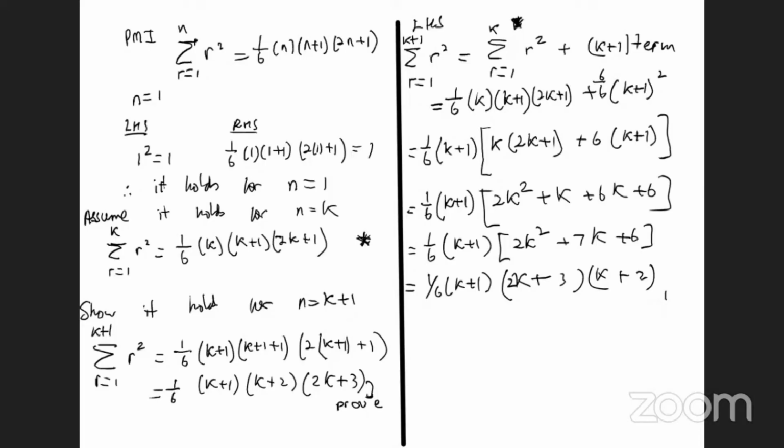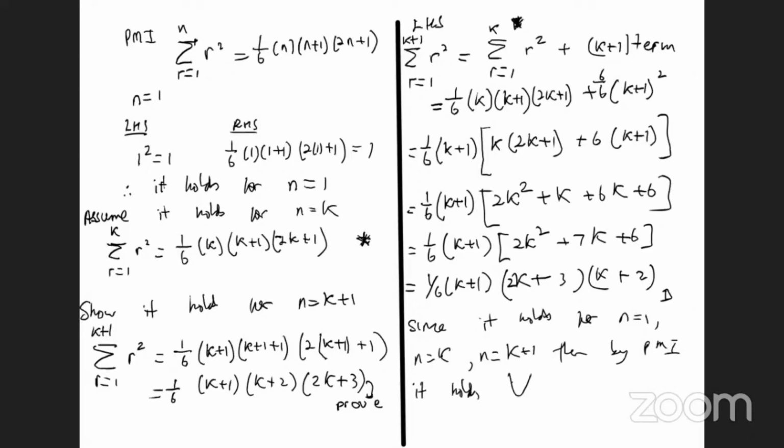So I could do my little box here. And then I could say, since it holds for n equal to 1, n equal to k, n equal to k plus 1, then by proof by mathematical induction, it holds for all n. I think this was more than 1, right? I didn't write it on top. More than or equal to 1. And that's it.